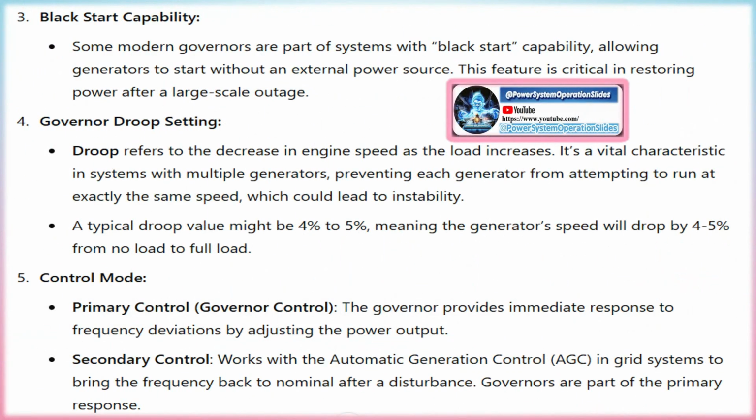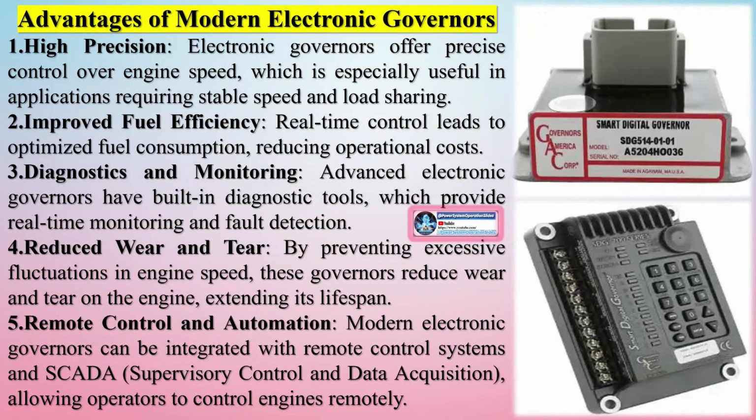Governor linkage. The linkage between the governor and the engine's fuel control system plays a critical role in ensuring accurate and reliable governor performance. Poorly designed or maintained linkage can lead to instability, overshooting, or engine damage. For example, if the linkage has too much slack or is binding, the governor may fail to respond correctly to changes in speed or load.